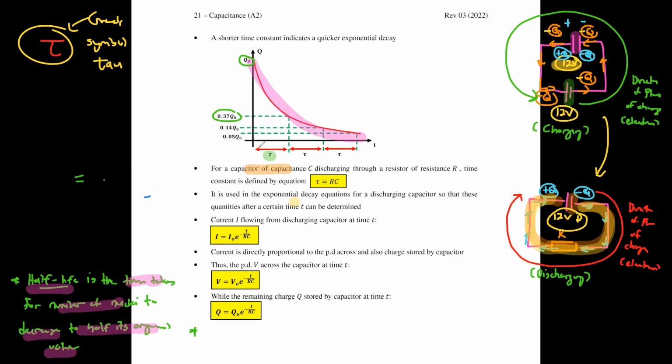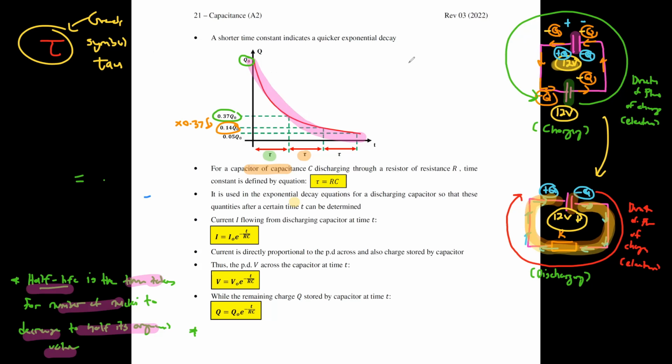This is after one half-life. After one time constant, if you go through another time constant, this 0.37 will now decrease to 0.14 Q naught. This one is actually 0.37 of the original value, or close to a third of the original value.